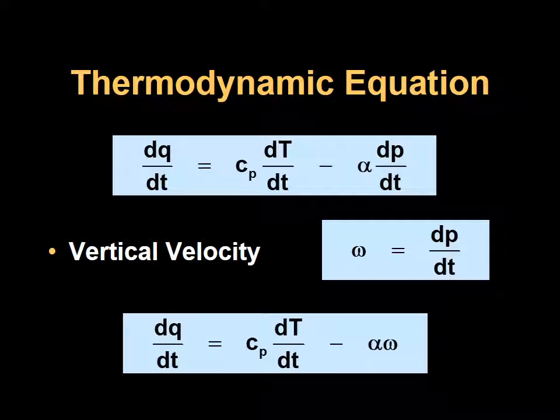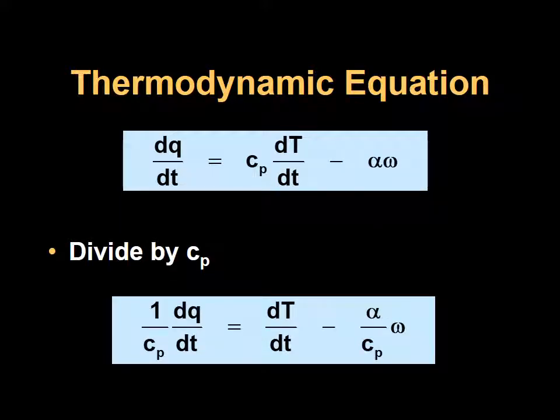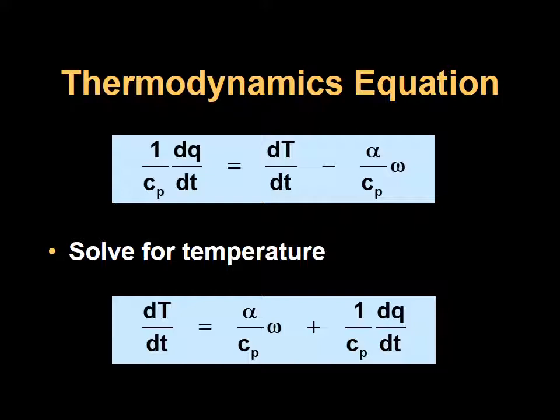So we're going to stick that in for dp dt. So instead of alpha dp dt, now we have alpha times omega. And it looks a little bit more simple. Next, we're going to divide by c sub p. So every term in this equation will be divided by c sub p. And then rearranging this equation algebraically for temperature gives us dT dt, a big T and a little t, on one side, and on the other side you've got a term with omega in it and a term with dq in it.